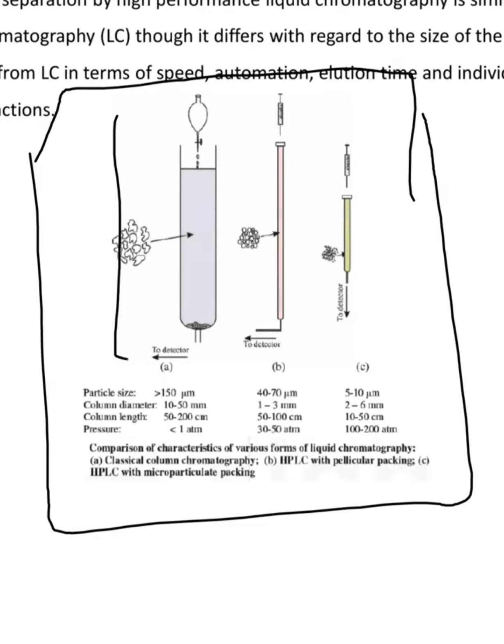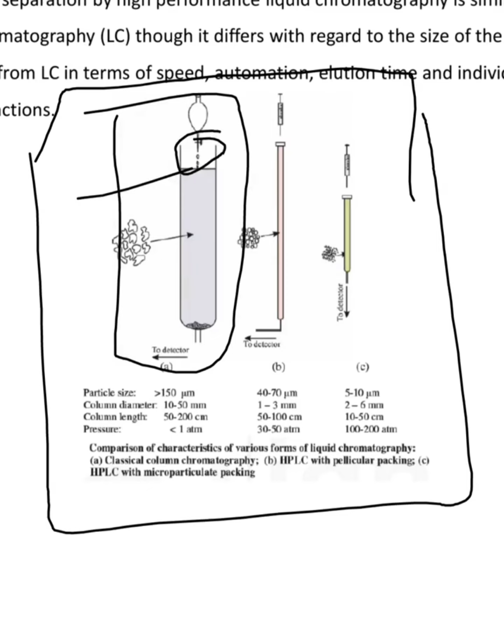This is the column chromatography that we discussed previously. The size will be around 4 to 5 centimeter diameter, which is more than what we used in the burette. The size of the column will be more than the burette, more than 4 to 5 centimeter. It will be more compared to the burette. And next is this.